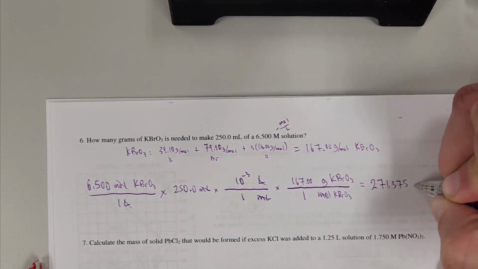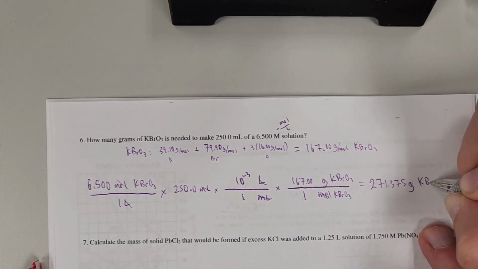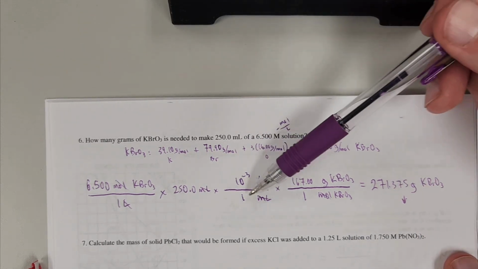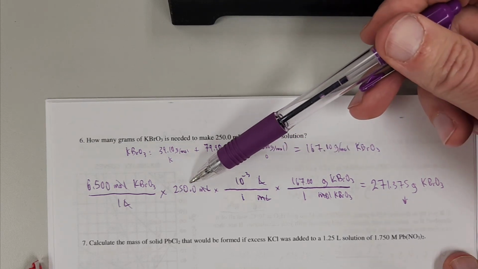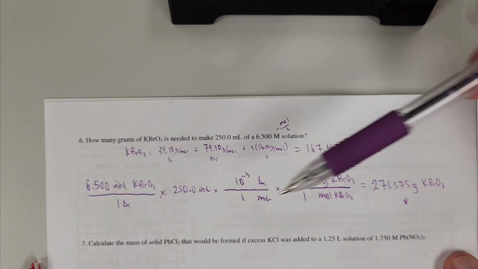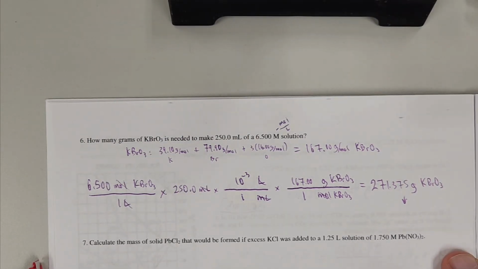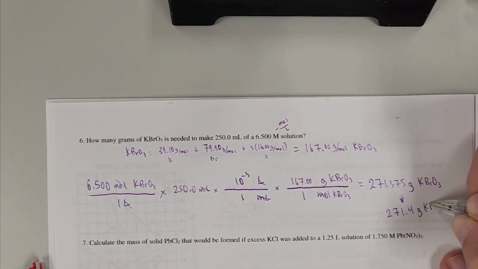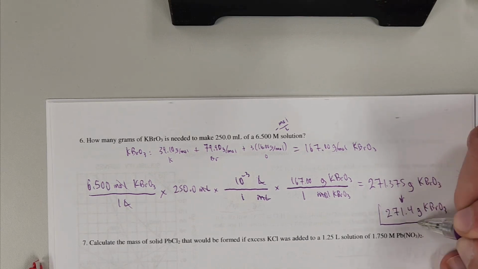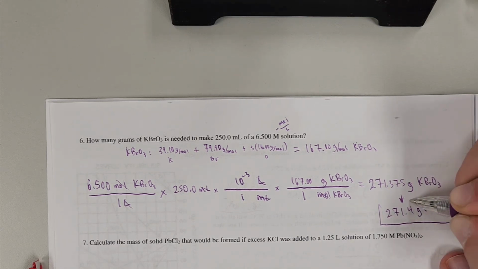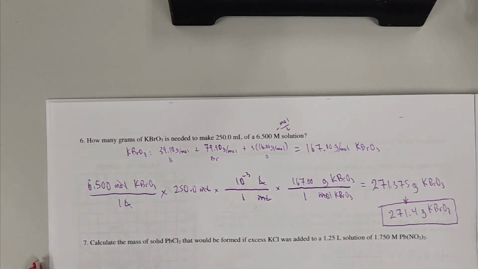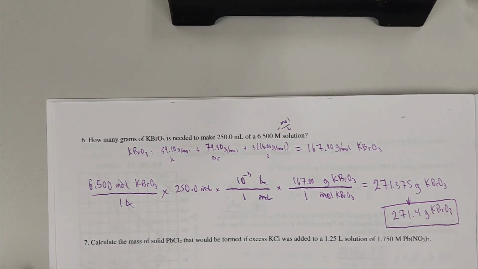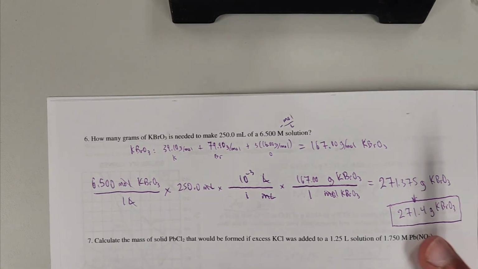All right, well, 271.375 grams of potassium bromate, which we'll round for sig figs: infinite, 5, 4, and 4. So 4 sig figs it is, determined by those. 271.4 grams of potassium bromate is needed to make that many milliliters of that molarity of solution. Okay, let's look at another.